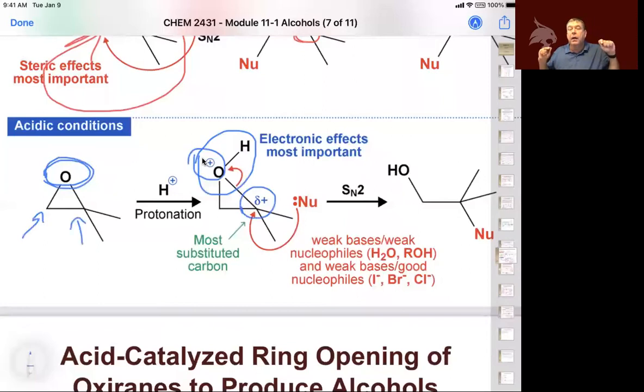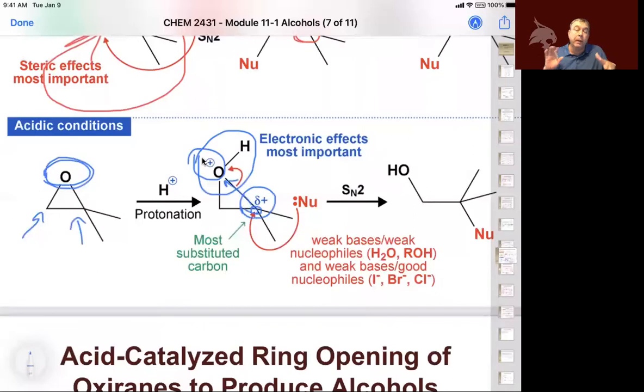But we now have to think about carbocation stability. Which carbon is going to more likely stabilize that partially positive charge? And we know that tertiary carbocations in particular are the most stable, meaning that this bond is going to elongate, giving us the most substituted carbon, and that most substituted carbon is going to have a partial positive charge. Now, it can wait around for even a weak nucleophile like water, or neutral alcohol, or a halogen to go ahead and do the reaction, okay?